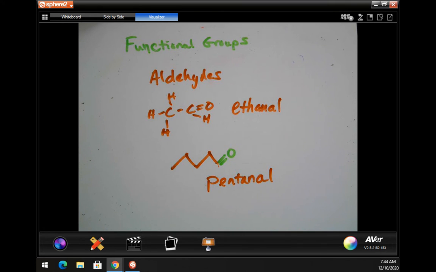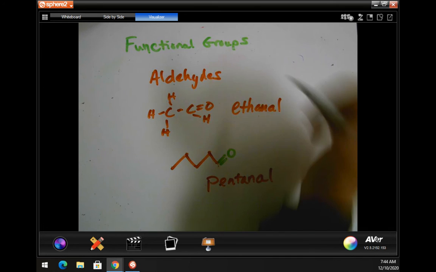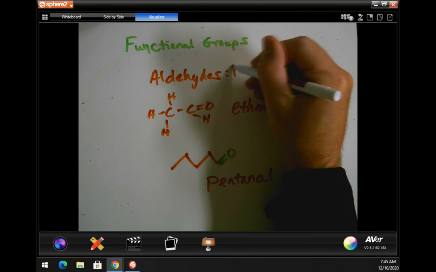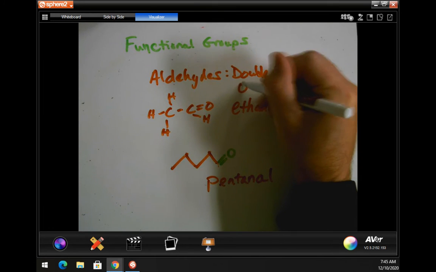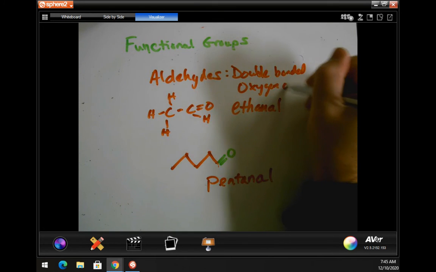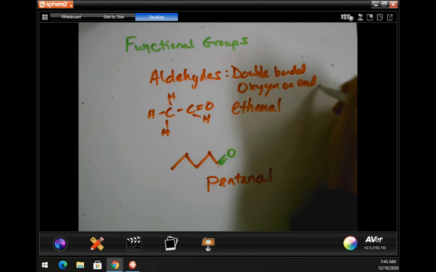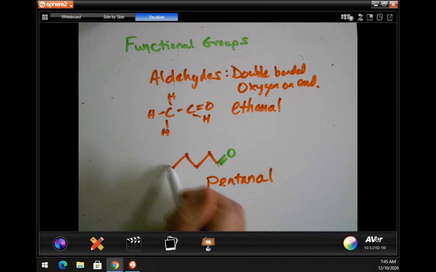Got it? So the double bonded oxygen on aldehydes, double bonded oxygen on the end. Well, technically it could be down here too, because those are both ends.